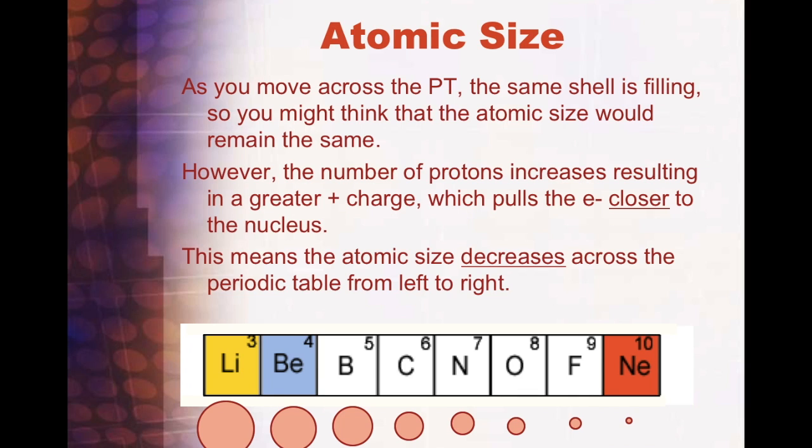Now, why is this? This is a little bit more confusing than the other trend. It makes sense that they'd get larger down the table. But even though neon's got more electrons than lithium, it's actually significantly smaller.